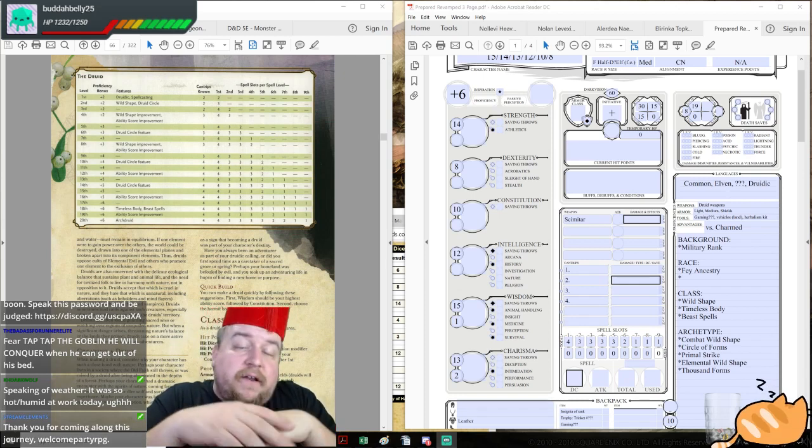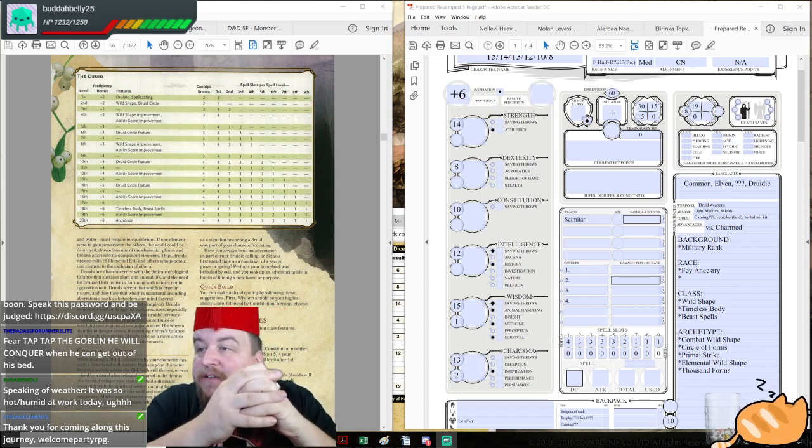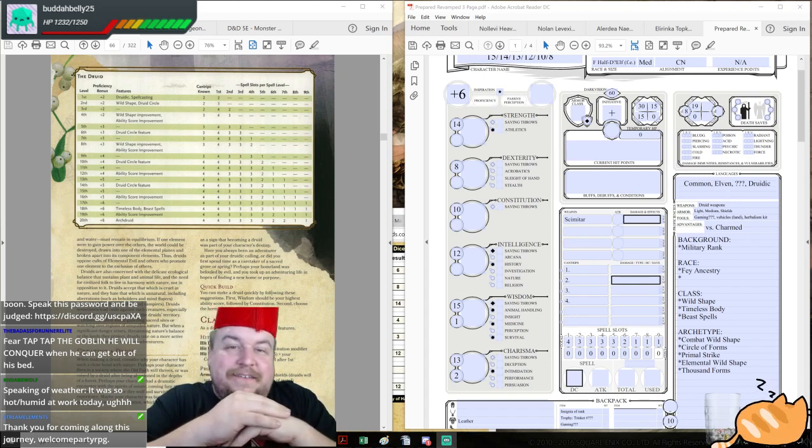Also, Forerunner here is sharing a story of a very interesting character that he made. Fear, tap, tap the goblin. He will conquer when he can get out of his bed. Yeah, he seems otherwise in conflict if he has all those 20s and all those 1s, right?